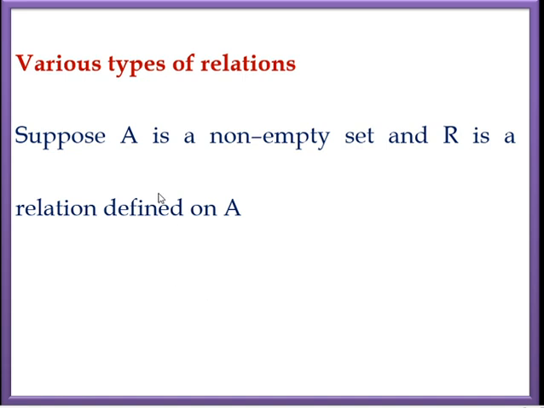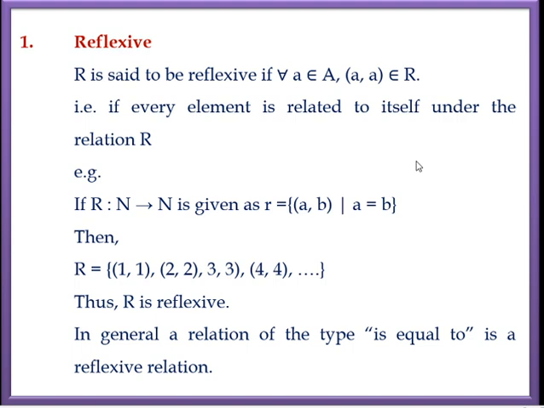Now various types of relations. Suppose A is a non-empty set and R is a relation defined on set A. Now these properties are very important. The first property is the reflexive property. R is said to be reflexive if, how to read this? This is actually an inverted A. You have to read this as for all, for every.